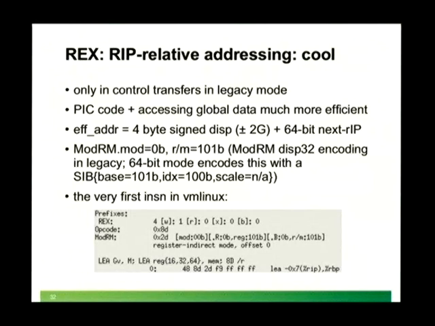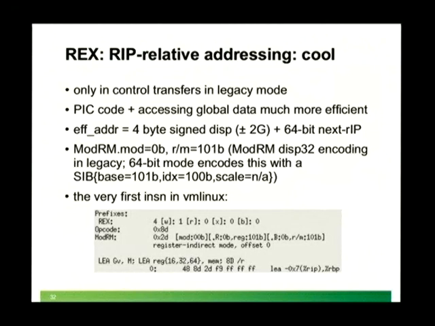And this is how you get the effective address. This is done with a ModRM, and the mod has to be 0 and the RM has to be 5. But in order to do that, in legacy mode you had 4-byte displacement encoding with this addressing mode. But now in 64-bit you have to do it with the SIB additionally.